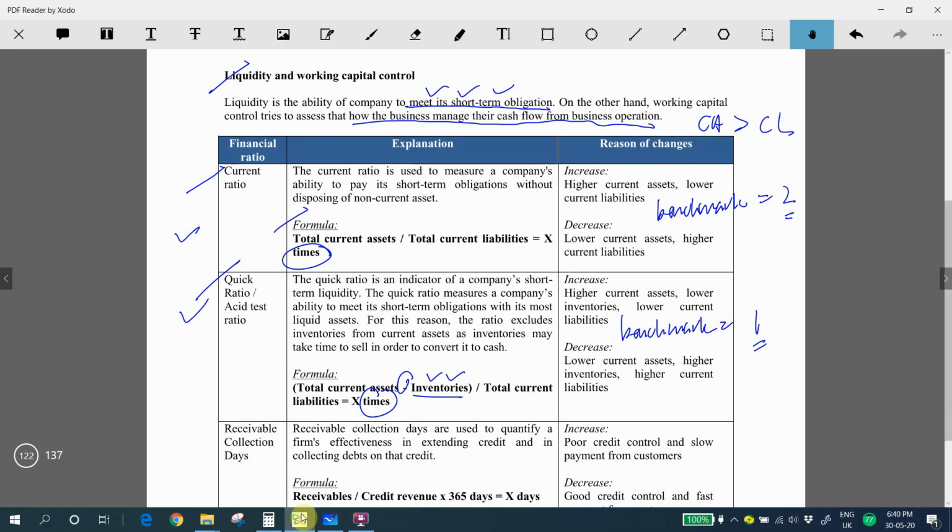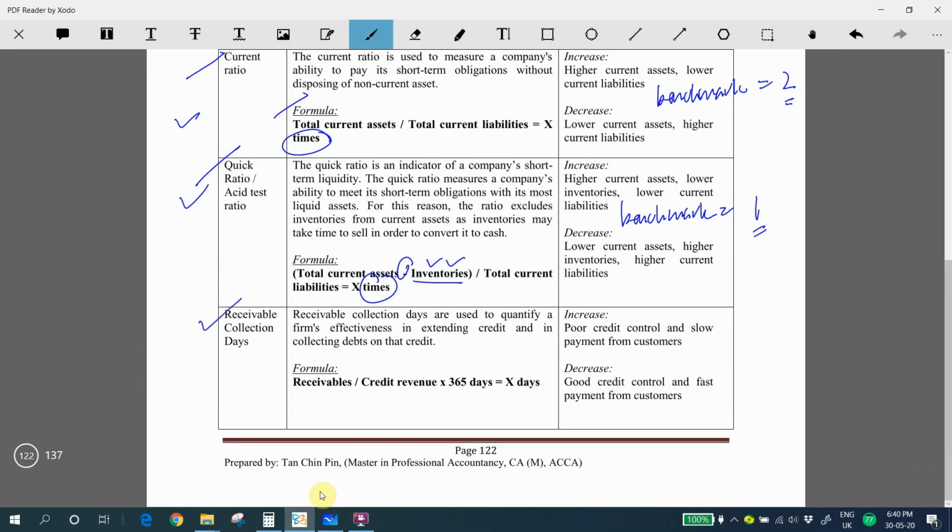Next, the next ratio is receivable collection days. For the receivables collection days formula, we use receivables divided by credit revenue. What is credit revenue? It means that you sell to your customer without immediate payment. If you collect the money immediately from them, then this is called cash revenue or cash sales. But in receivables collection days, we only consider credit revenue. Why? Because only when we have credit sales do we have receivables. If we make cash sales to our customer, then we will not have any receivables.